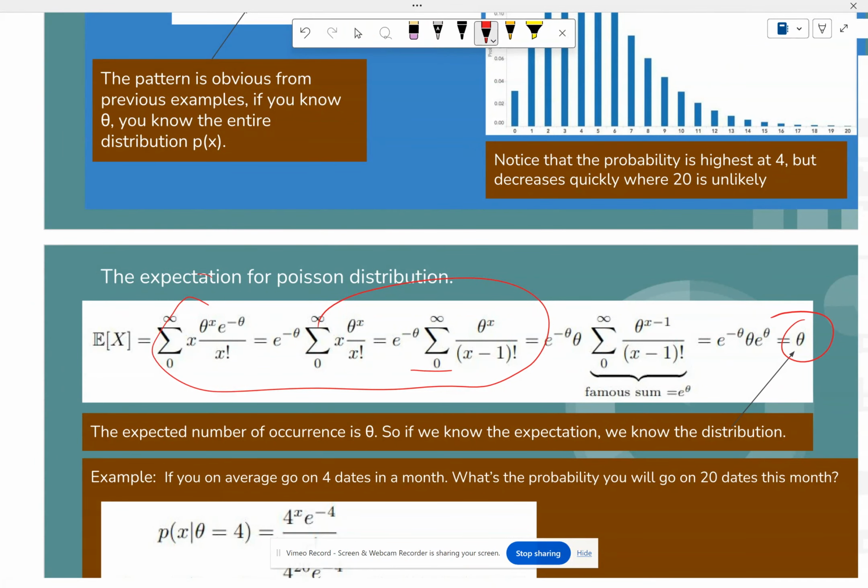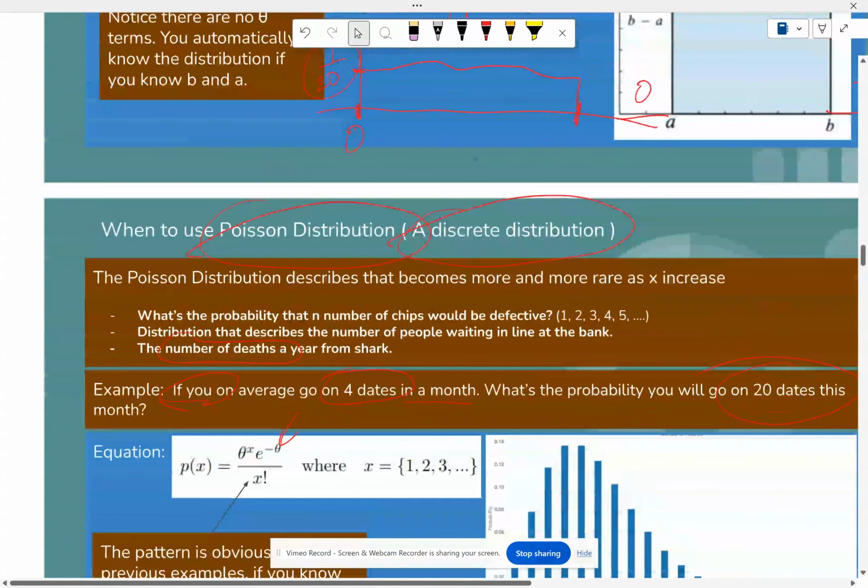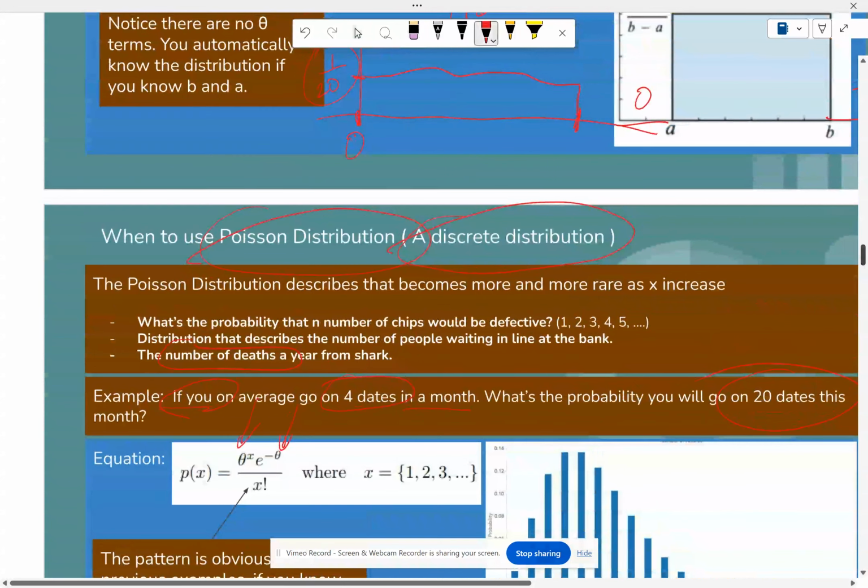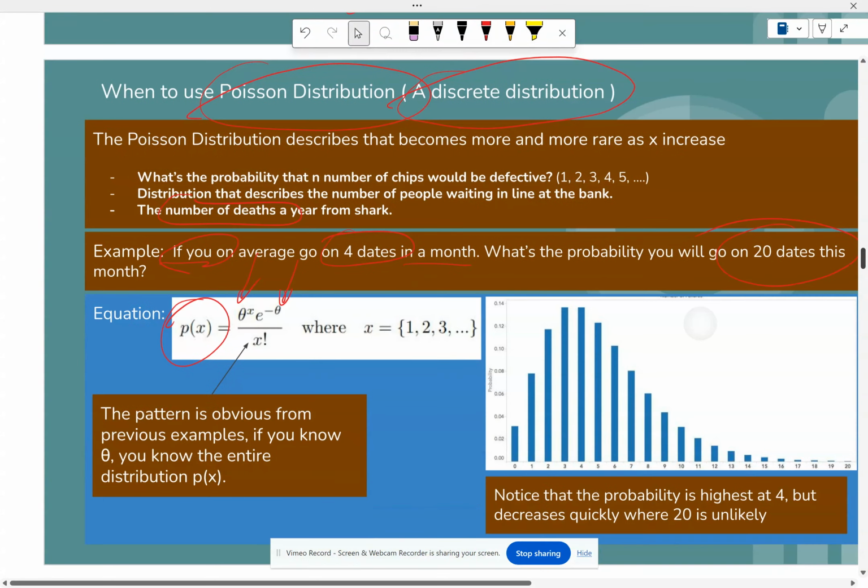Therefore, you just have to calculate the average. So if you know on average 10 people get bitten by sharks, then you just plug that in as theta here. And once you plug it in, that's it. Then you have the probability distribution.